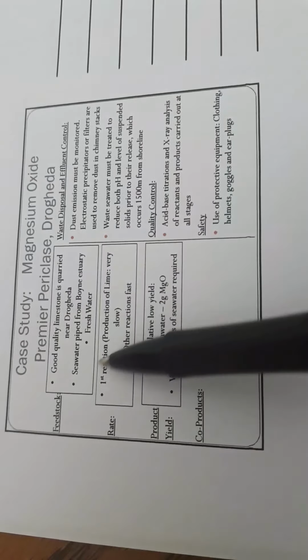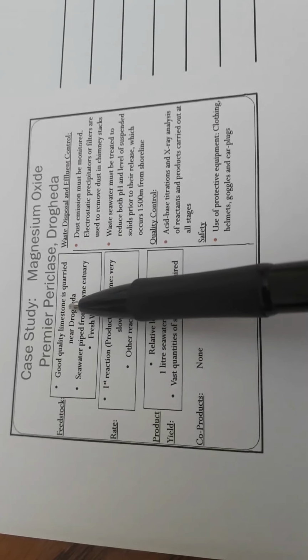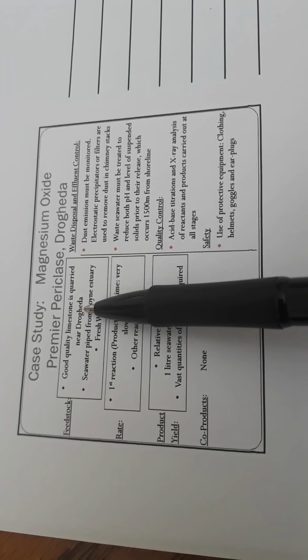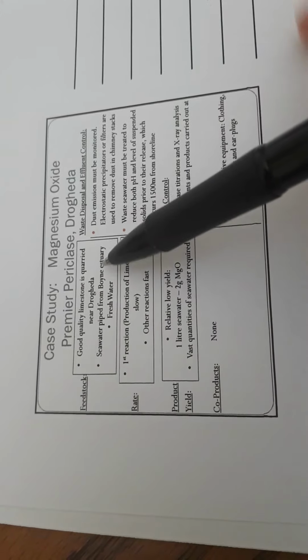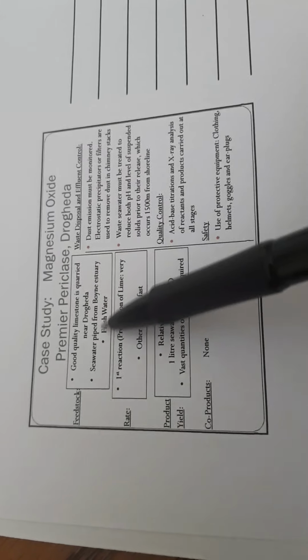The next thing then is, why did it set up in Drogheda? Okay, so why in Premier Periclase in Drogheda? Firstly, there's a limestone quarry in Drogheda, so that gives them access to limestone, which is my raw material. There's also seawater in the Boyne Estuary, so that gives me, again, my second raw material, and it also gives me fresh water.